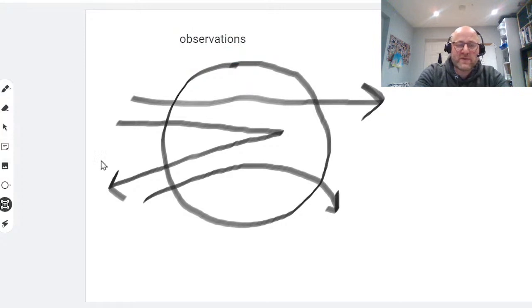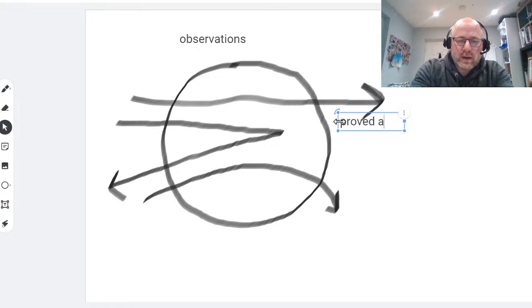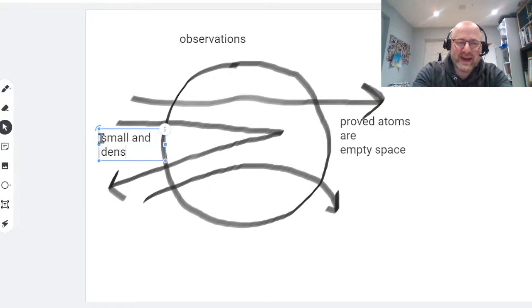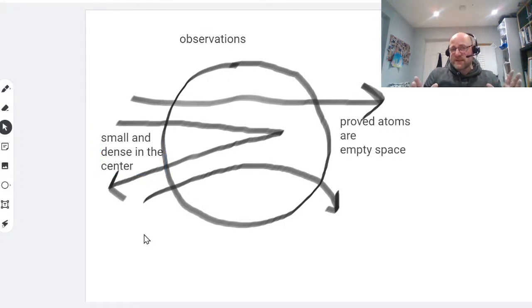What did each of these observations prove? This proved atoms are empty space. They're mainly electron shells. So that proved atoms are empty space. This proved there's something small and dense in the center. Later on, they found out that was the nucleus, something small and dense in the middle.